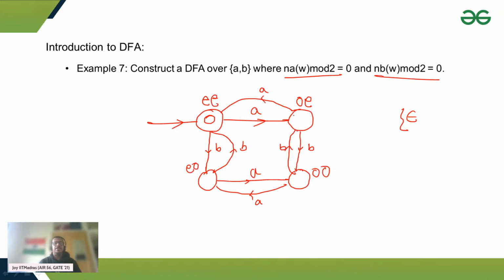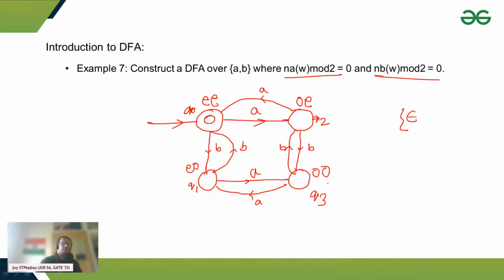By getting another A, we can tell that the count of A is odd. By getting another B, we can tell that the count of B is odd. Let me number the states Q0, Q1, Q2, and Q3. From Q1, if we get A, we tell that now the number of A is also even, so we will go to Q3. And from Q2, if we get a B, the number of B is also getting odd, so we will go to state Q3.